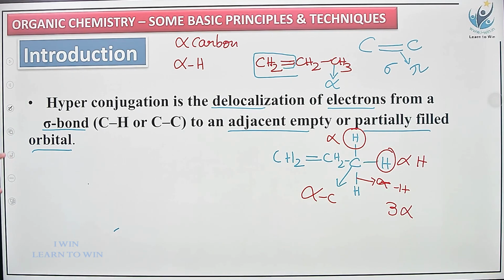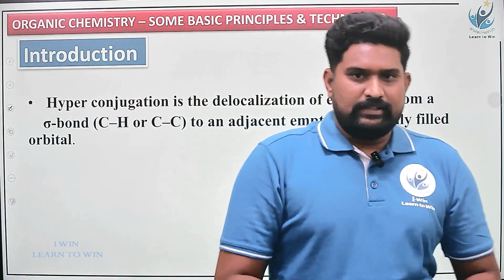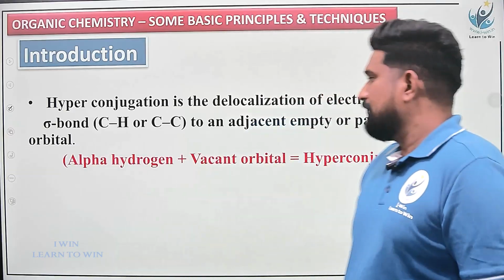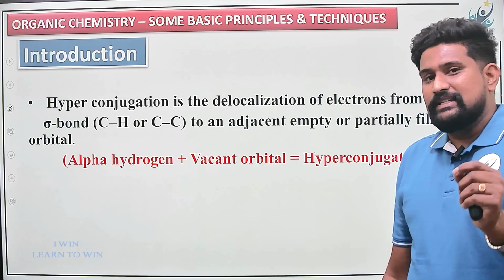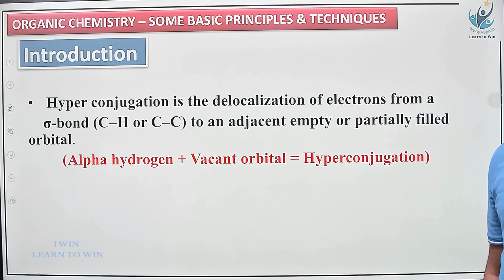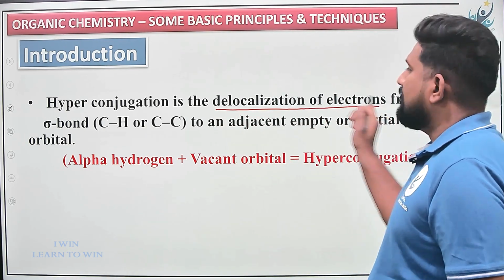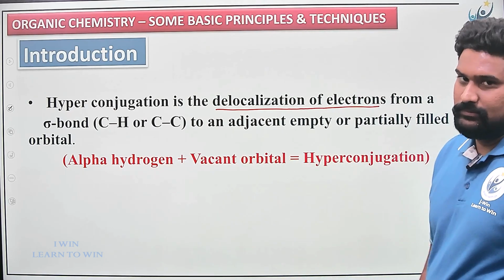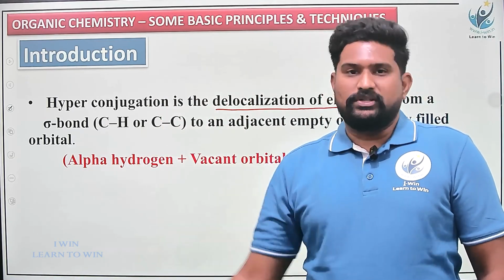Now, my dear students, this is the concept that we need to understand. For occurrence of hyperconjugation, the most important thing is that alpha hydrogens are necessary, as well as the vacant orbital. Hyperconjugation is the delocalization of electrons from a sigma bond to the adjacent empty or partially filled orbital. That means alpha hydrogens play a very important role in hyperconjugation.